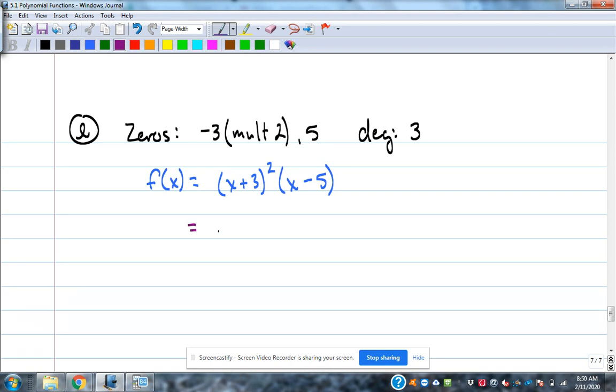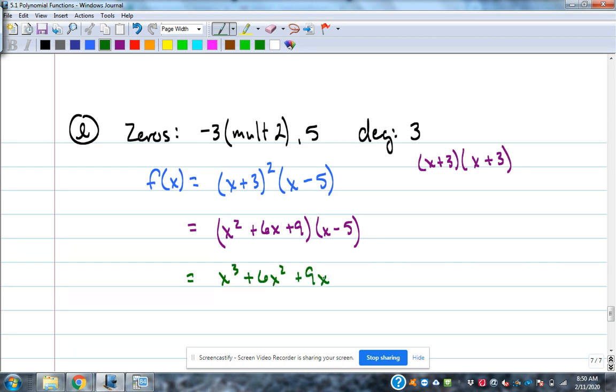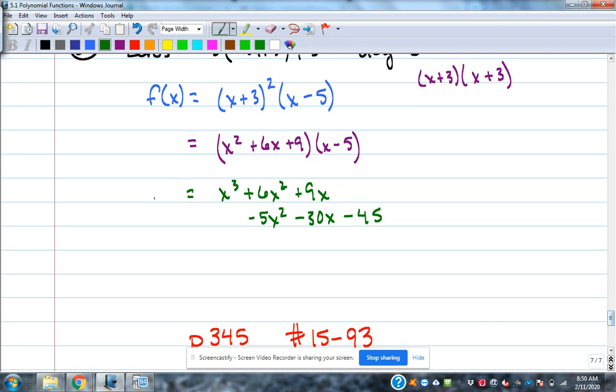If we're going for standard form, we've got to multiply all this out. So I'm going to square the x plus 3 first. And if you need to write that out and do your distributive property, by all means do that. I've done enough of that, and some of y'all have that in your pocket. And then we're just going to distribute from there. X to the 3rd plus 6x squared plus 9x. And then distribute the minus 5. So that'd be minus 5x squared minus 30x minus 45. And then x cubed plus x squared minus 21x minus 45.